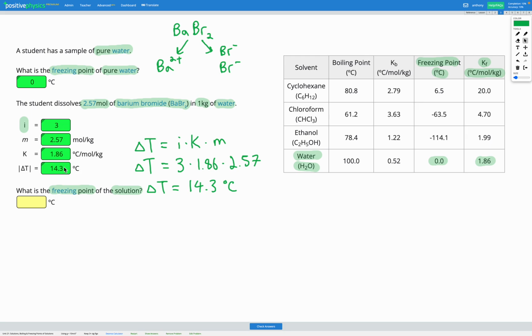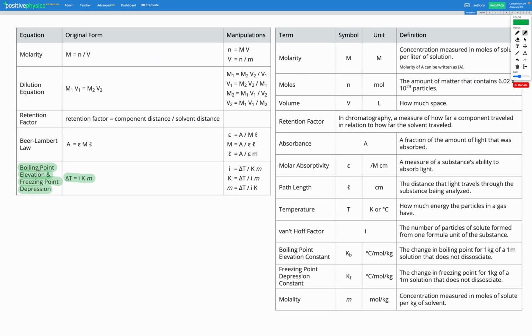And if we go back and look again at our equation, it's the boiling point elevation and freezing point depression equation. So if we're talking about a boiling point, it's going to be elevated, which means higher. So a boiling point will be that much higher than the pure boiling point. With freezing point, it's depression. Depression means lower. So our freezing point is going to be lower than our original pure freezing point.